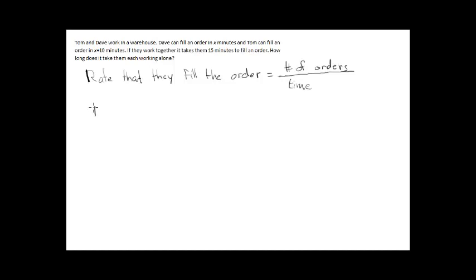So for Dave, the rate would be: it takes him x many minutes, so that's his time, to fill one order. So the number of orders would be 1. So Dave's rate would be 1 over x. Tom's slower, so his time to fill one order is x plus 10. And then together, they fill one order in 15 minutes.